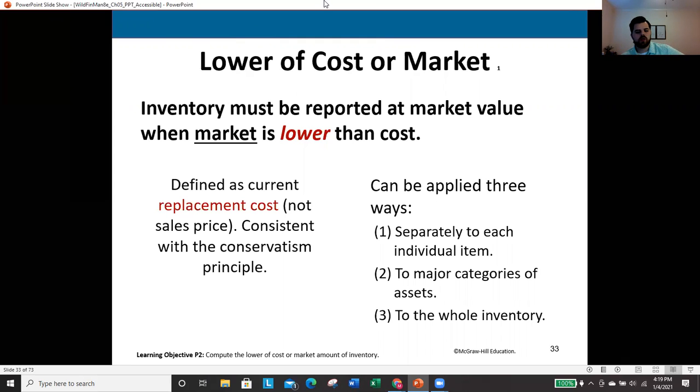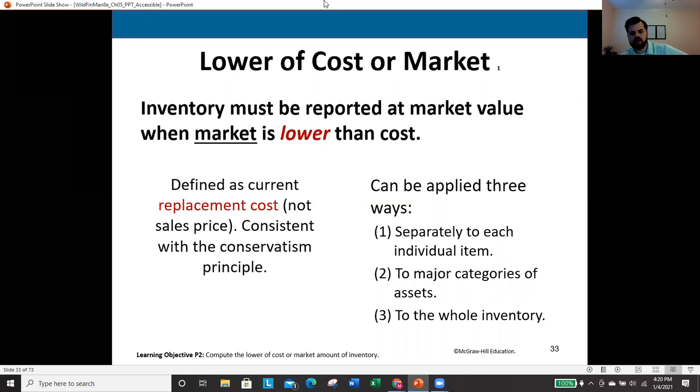But the issue is, when historical cost isn't accurate anymore, we might need to actually write this thing down. And this, of course, occurs when we have things like technological obsolescence. Think back to the iPhone 1 example, right? You may not be able to sell it at full price. You may not be able to really recover all of those costs. So we need to actually fix this. So here, our market is simply defined as the current replacement cost, not the current sales price. So this will be consistent with conservatism.